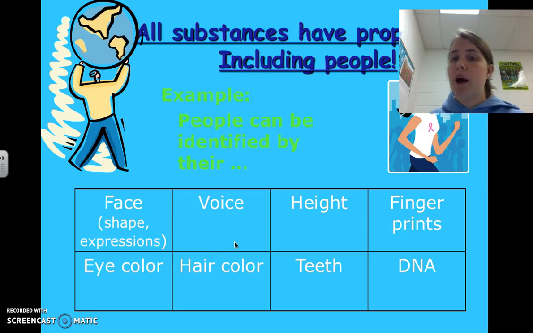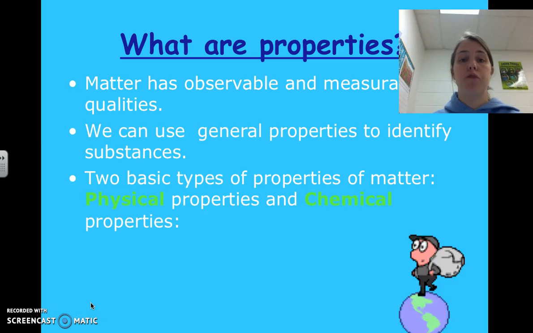All substances have properties. Properties are like characteristics, okay? So humans have properties like your face shape or expression. Your voice, is it high or low? Your height, are you tall or short? Are you 5'6" or are you 5'3"? Your fingerprints, everyone has different fingerprints, so that is a different characteristic. Eye color, some people have brown eyes, some people have blue eyes, and so on and so forth.